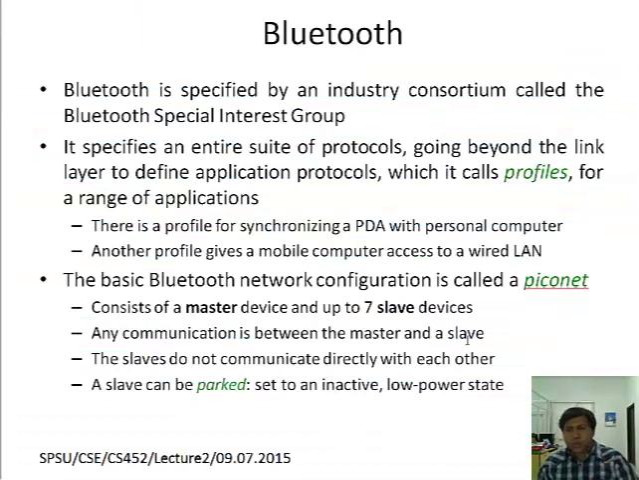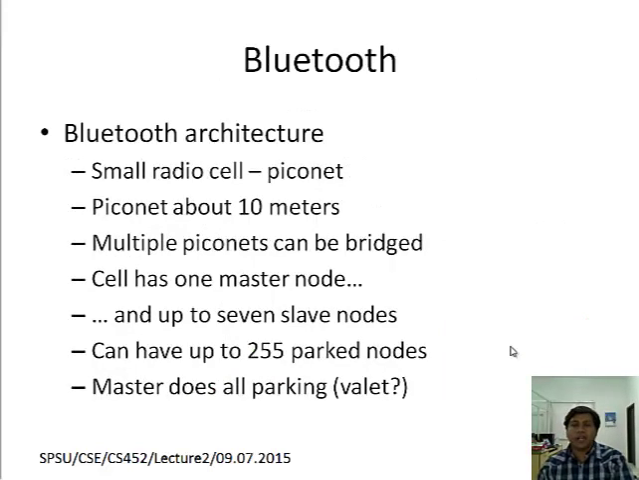Now a Bluetooth Piconet has up to 7 active slave devices connected, and a Bluetooth architecture can have up to 255 devices in total, but a slave has two modes. One is called park mode, one is called active mode. So only the master and active slaves can communicate with each other. When it is parked, it will be in a very low power state. Otherwise, Bluetooth is always a low power connectivity.